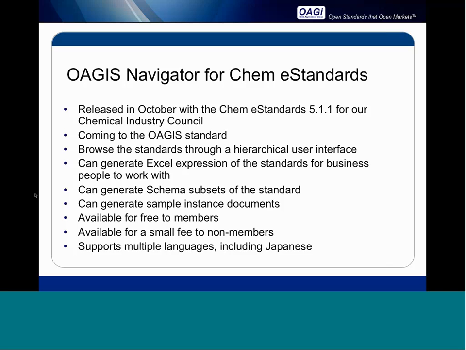That is used quite a bit for helping groups within an industry, various companies coming together within an industry to agree on how they'll use a standard in a particular context. It can also generate schema subsets of the standard, which is helpful for developers. It can generate sample instances of documents and several other things. It's available for free to OAGi members and available for a small fee to non-members.